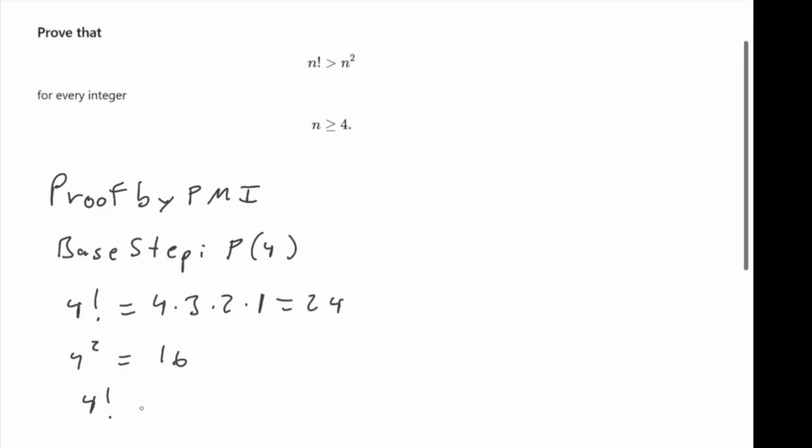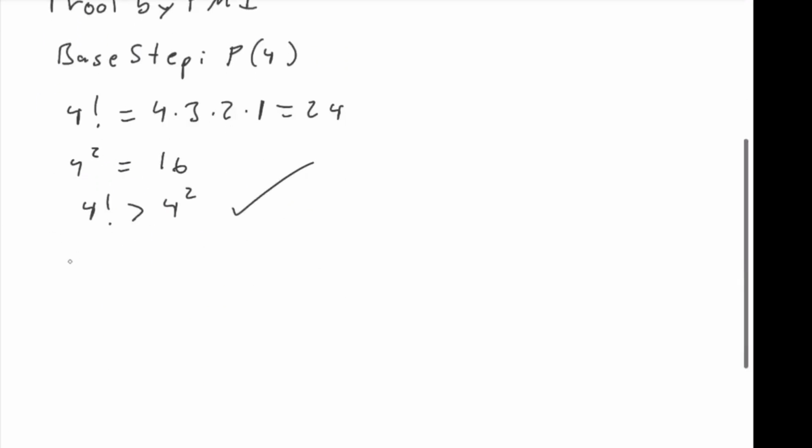So we're going to look at P of 4 because that's where we're starting, right? So 4 factorial is equal to 4 times 3 times 2 times 1, which is 24, right? All right. And then, of course, 4 squared is equal to 16. And of course, 4 factorial is going to be bigger than 4 squared, right? So that works. I'm going to go ahead and move on to the induction step because it's pretty clear that 5 is going to work as well. So let's do the induction step.